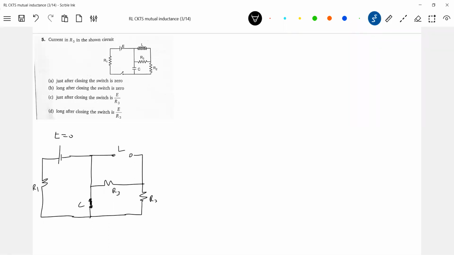So how much current will be there? What is the path of the current? The current will encounter these two resistors; they are in series, and they are shorted here. So what is the effective? The current will in fact flow only in this branch, I.